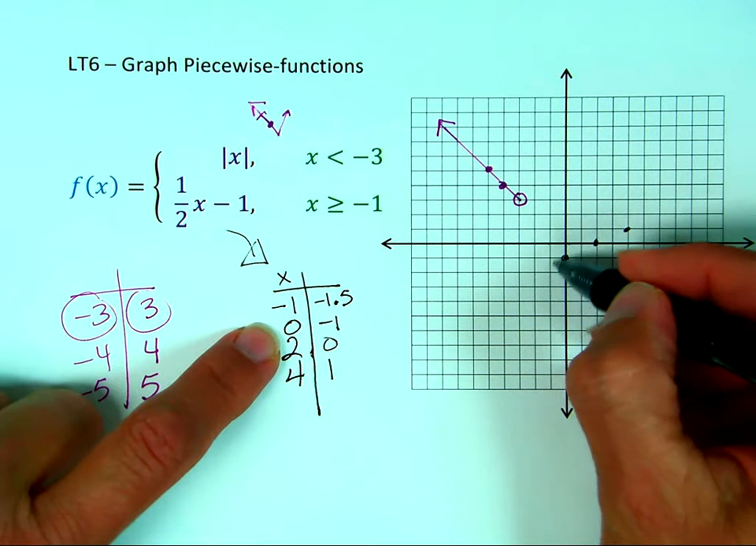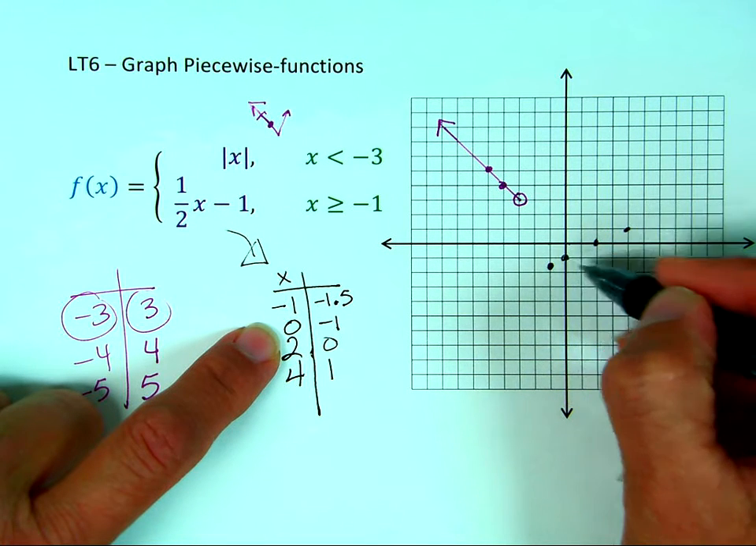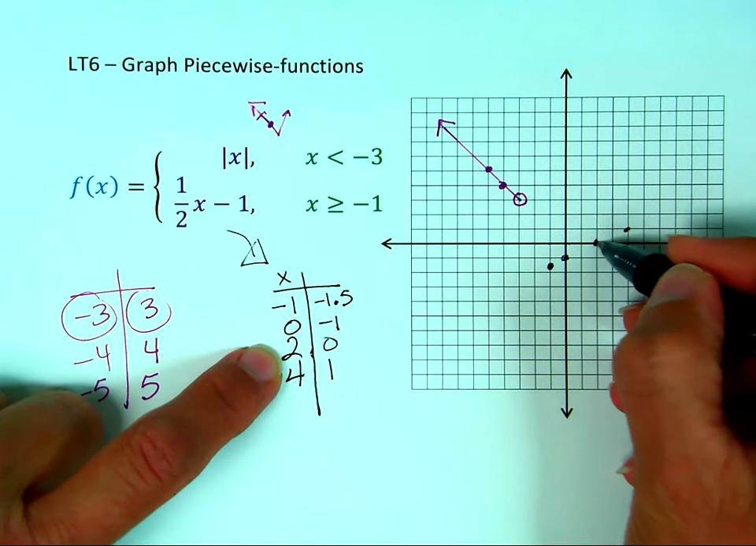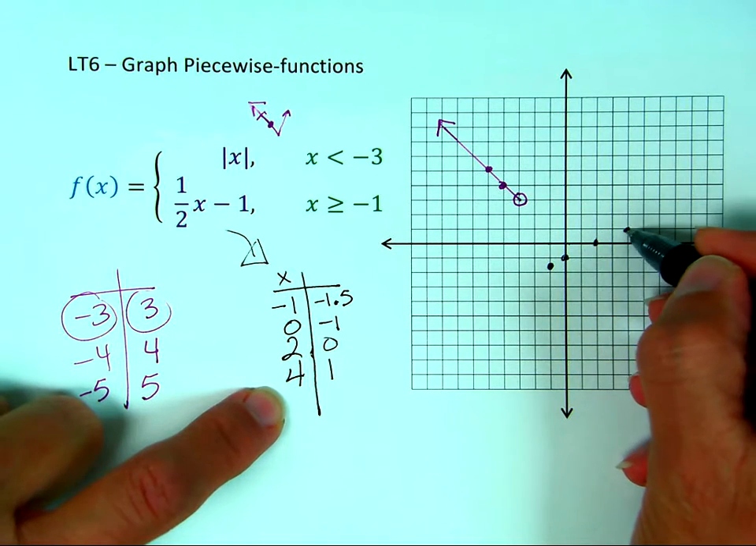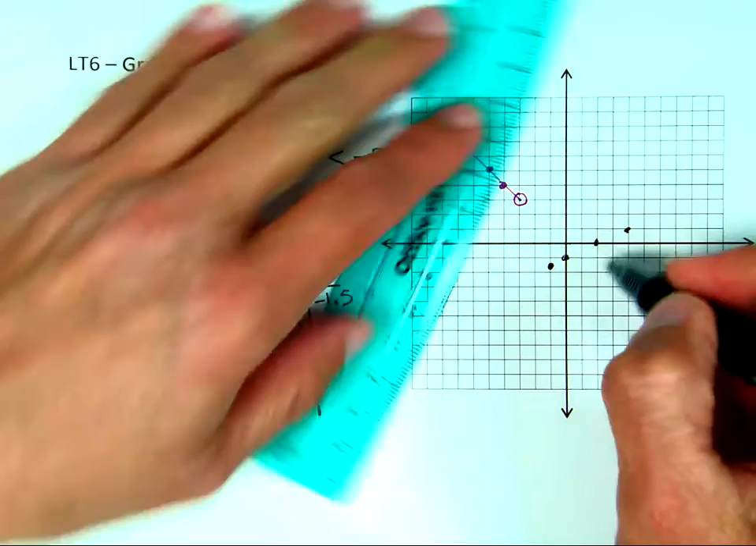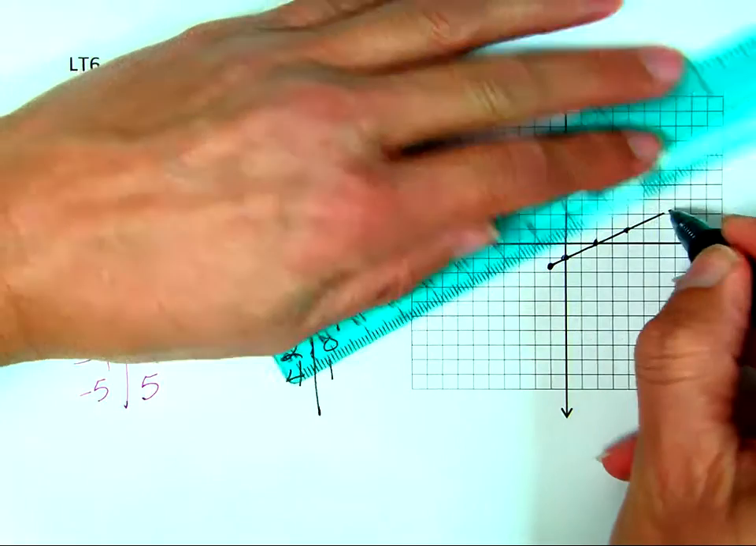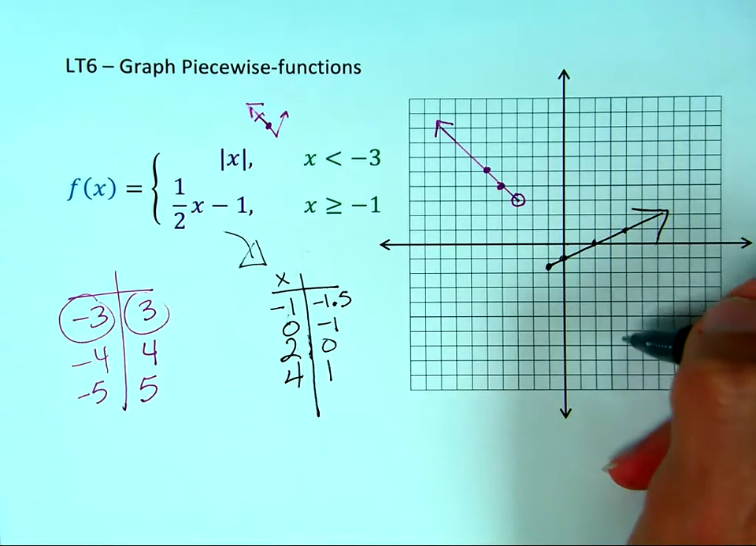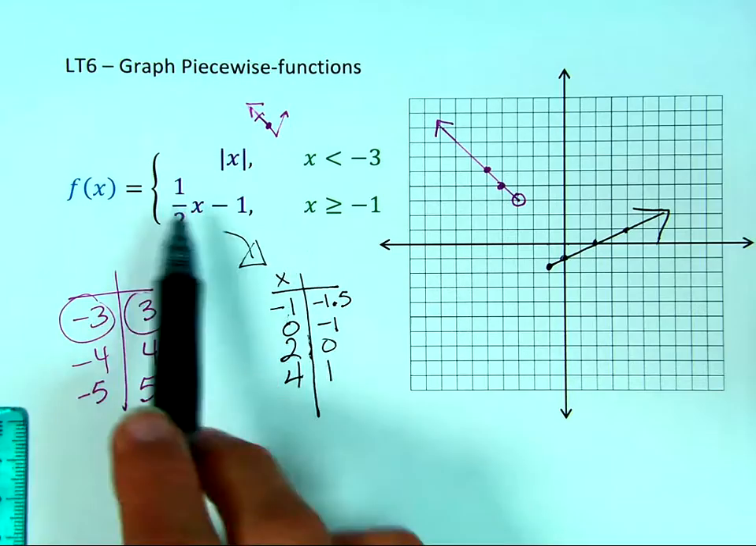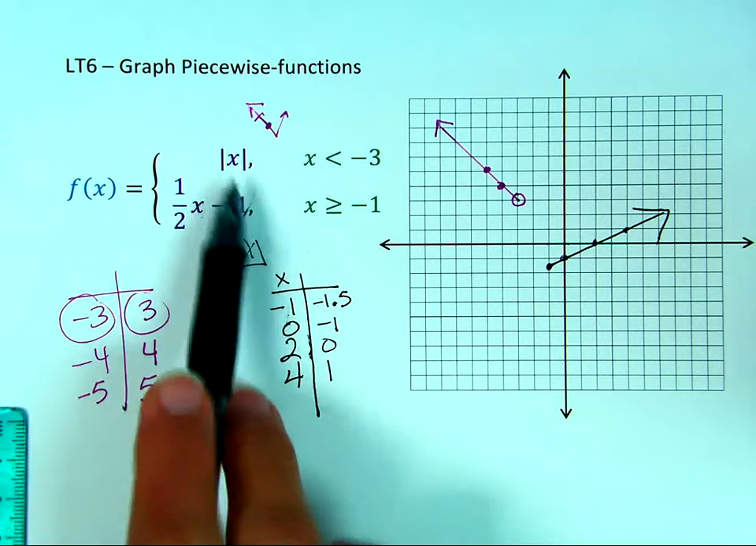-1, -1.5 is right here. And then you see the 0, -1, the 2, 0, and the 4, 1. I just graphed it a little bit differently. You can see you can do it both ways. So this is our piecewise function for these rules right here.